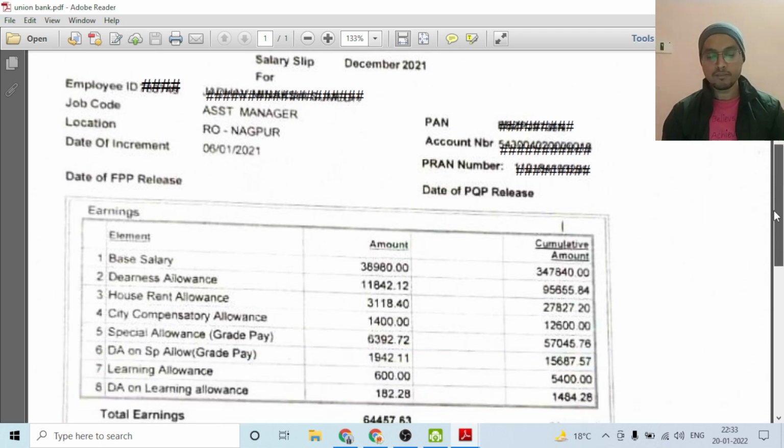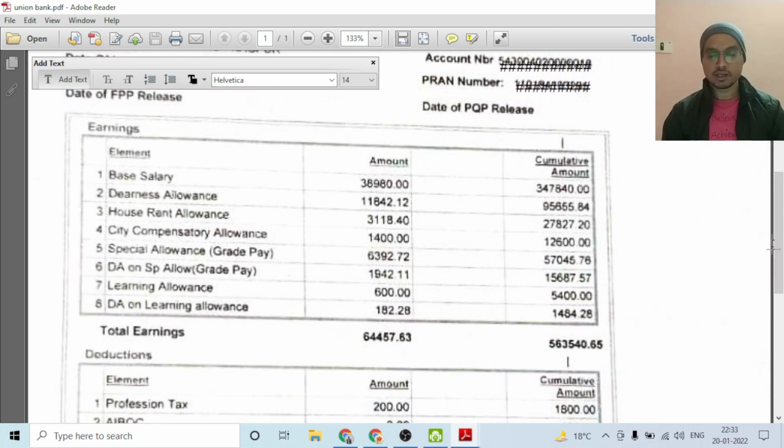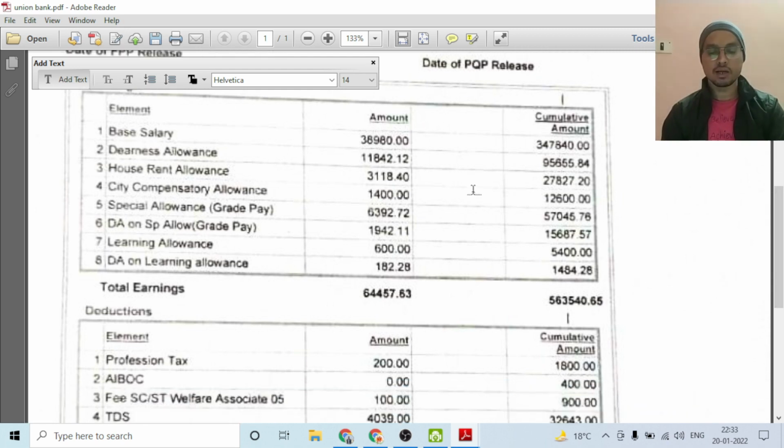Now you can see the basic is almost 38,000, 38,980 rupees, which means he has completed 2 years of service in the bank. When he joined the bank, his first basic pay was 36,000, then after 1 year of service 37,000, then after that 38,980 rupees. According to that, his DA will be calculated.